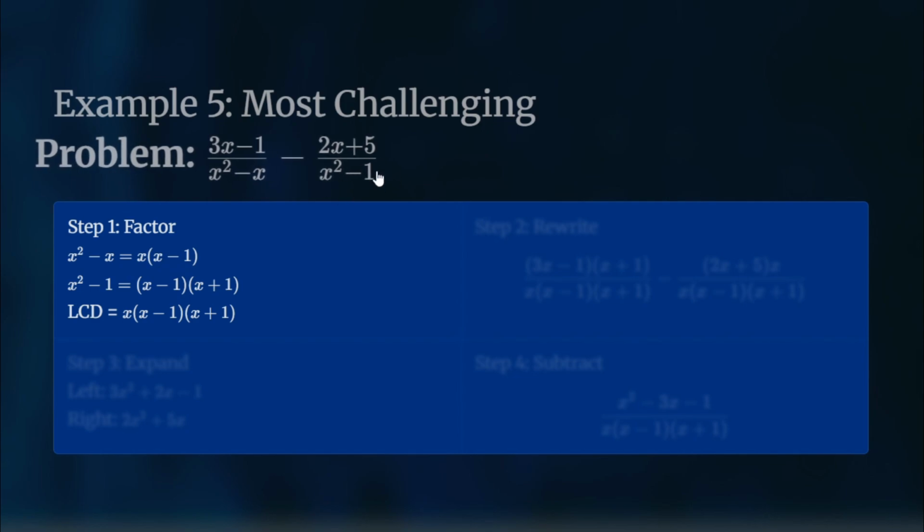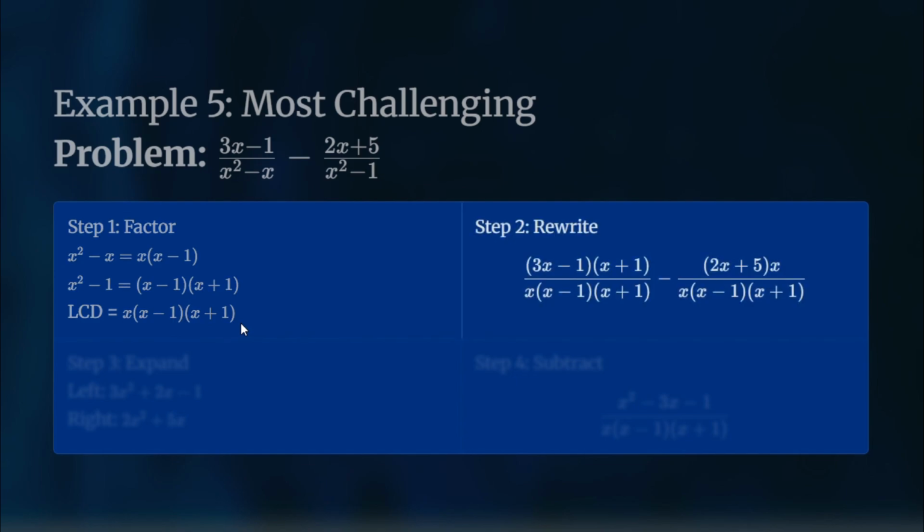And for a second denominator of x squared minus 1, this is a difference of squares, so this could be factored as x minus 1 times x plus 1. So our least common denominator in this case would be x times x minus 1 times x plus 1.